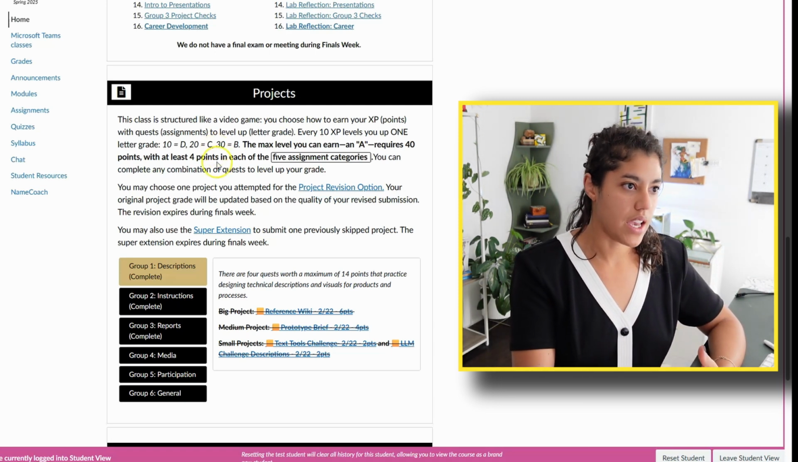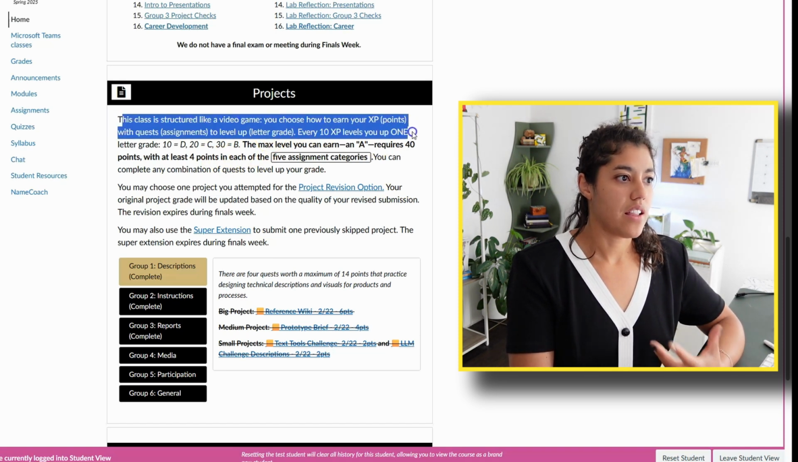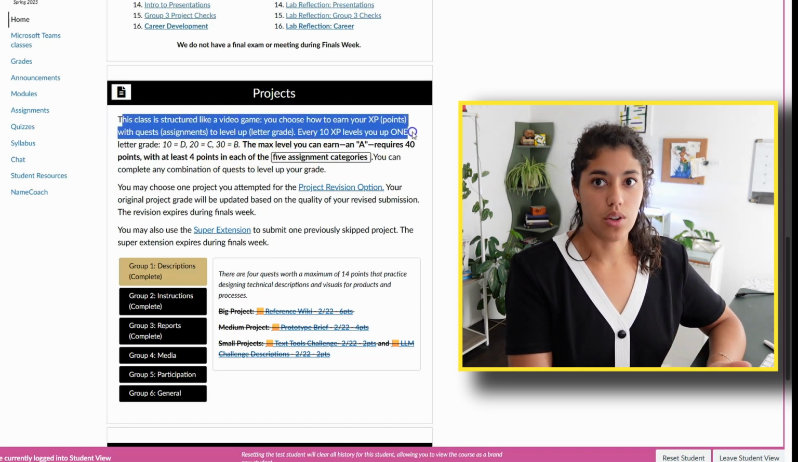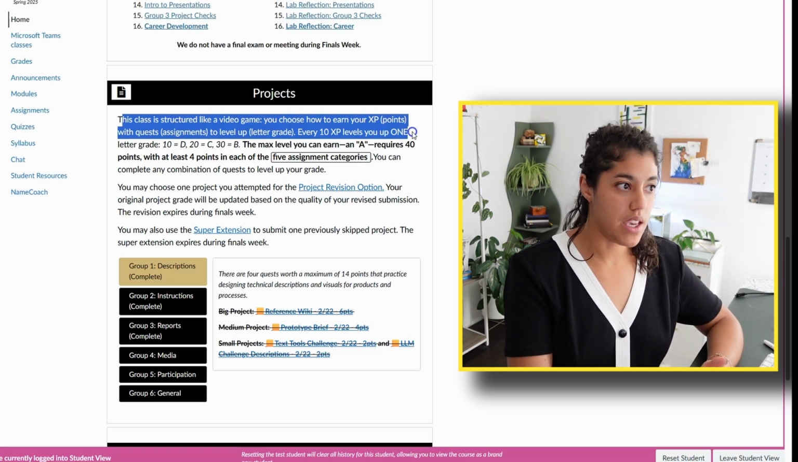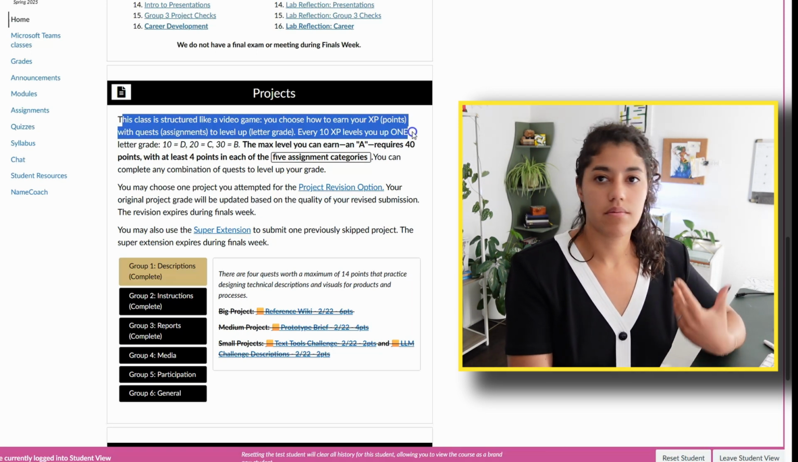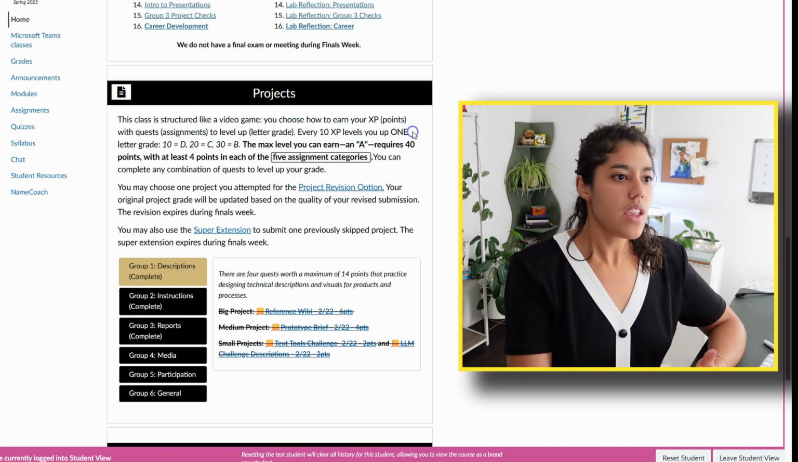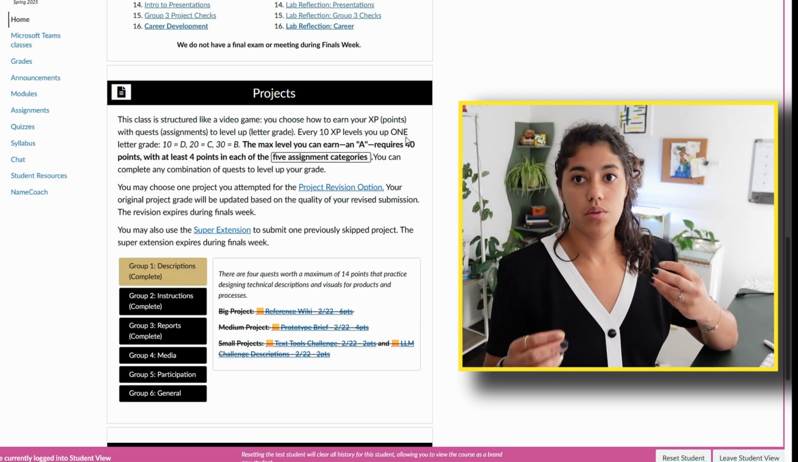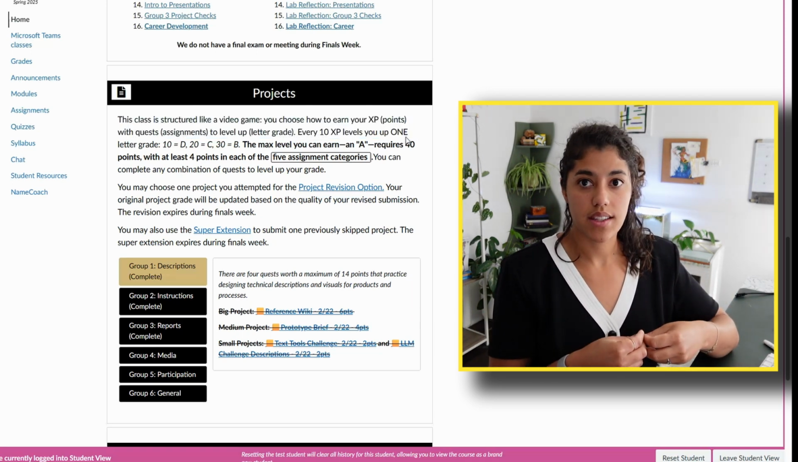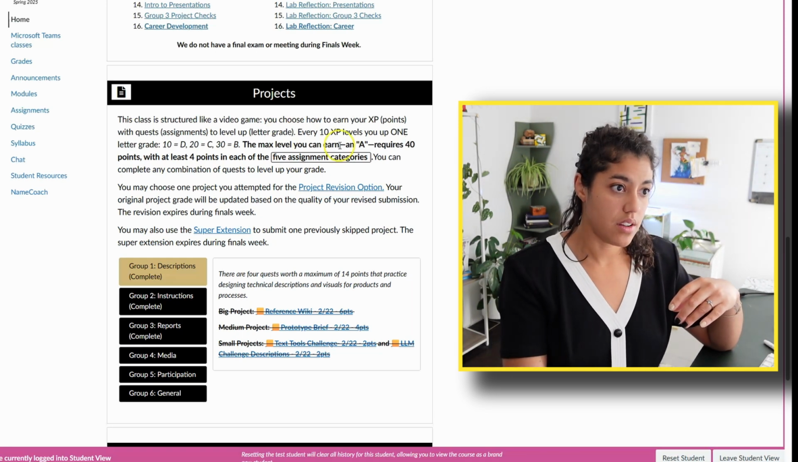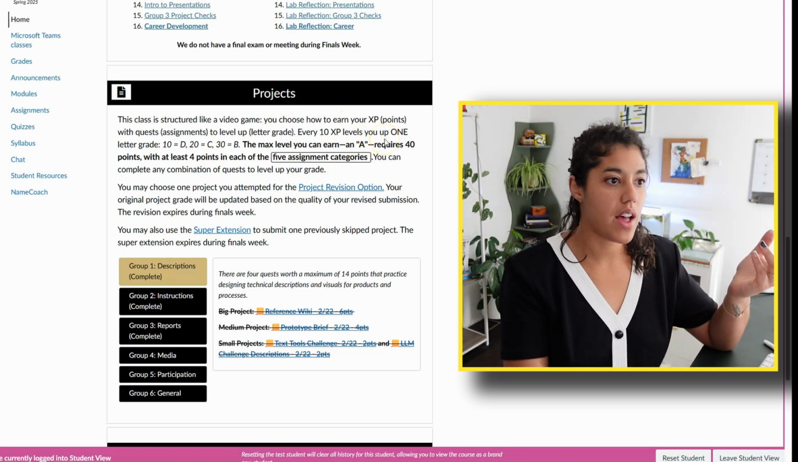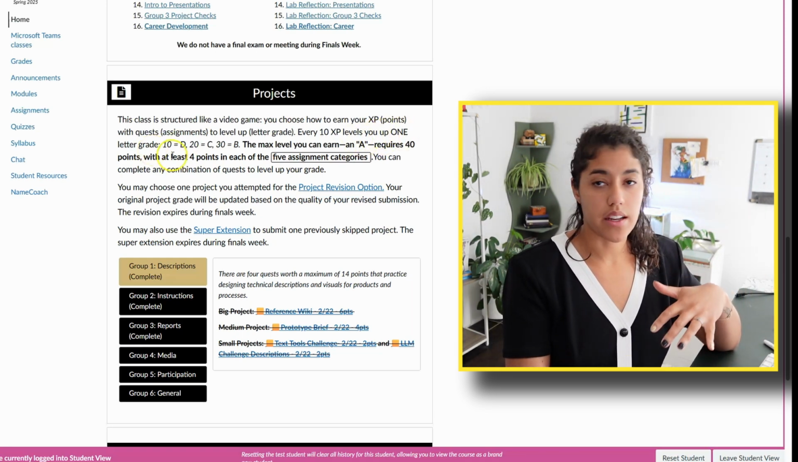And what that looked like, and how I literally explained it to my students, is that the class is structured like a video game. You choose how to earn your XP, your points, with quests, the assignments and projects, to level up your letter grade. So they got to pick and choose how they wanted to accrue those points. Every 10 points of XP they earned in my class leveled them up 1 letter grade.